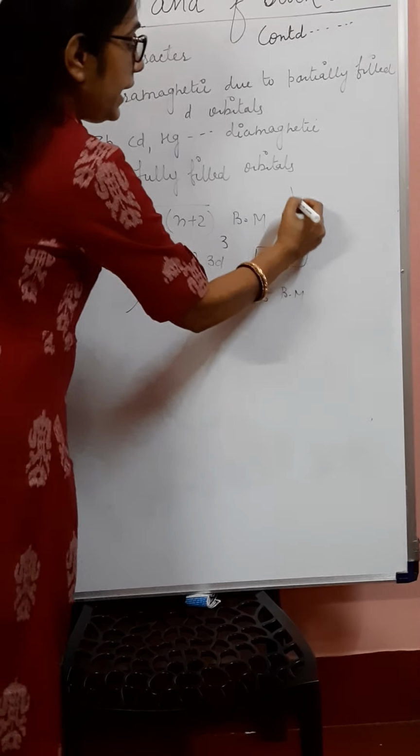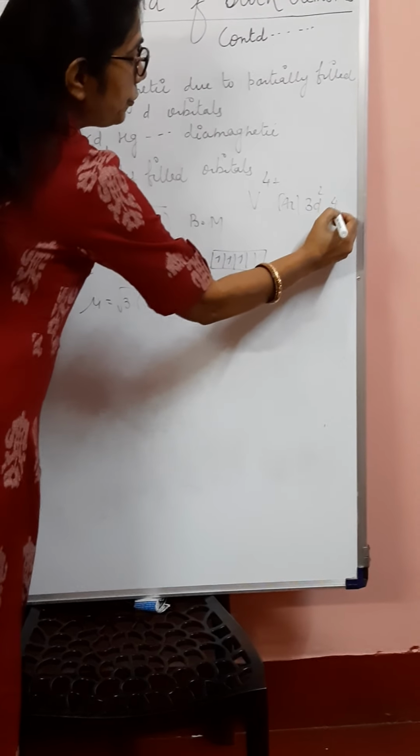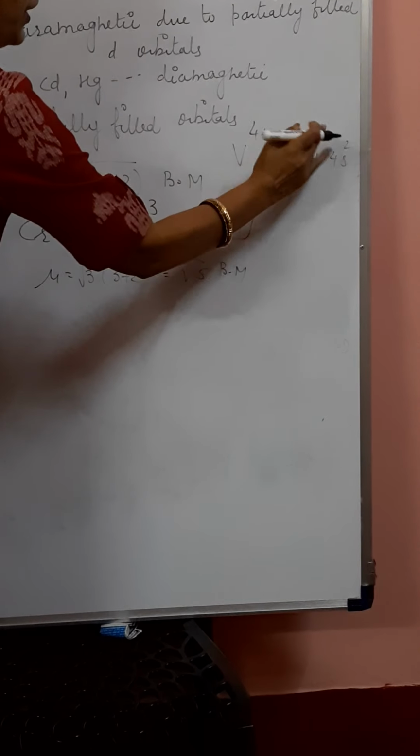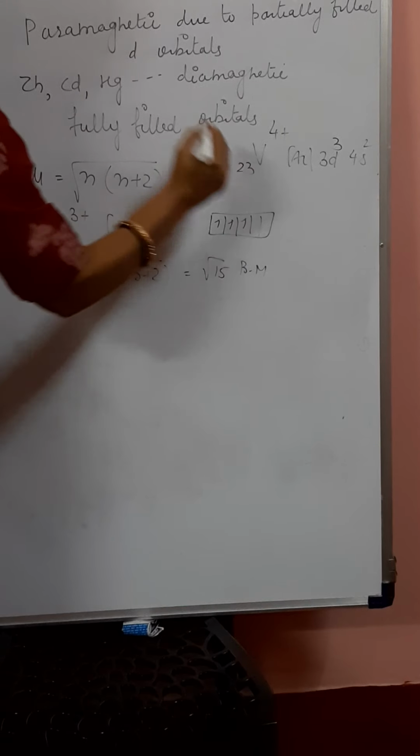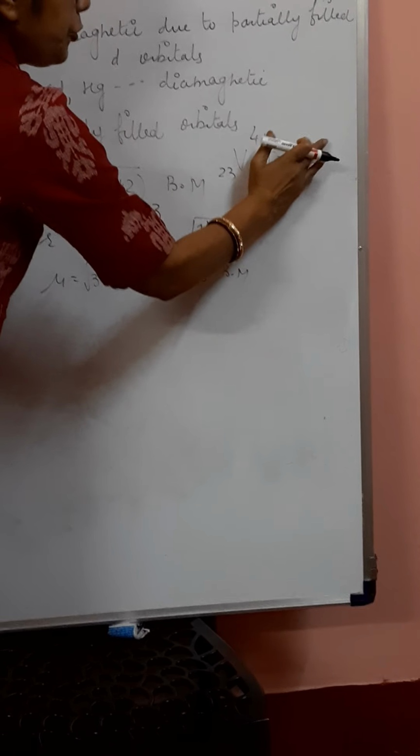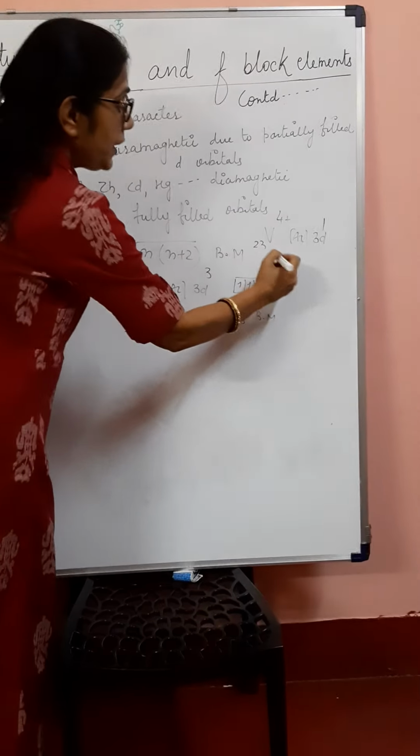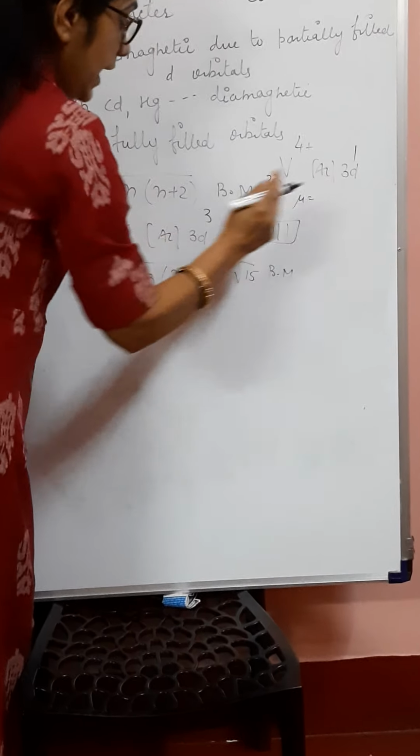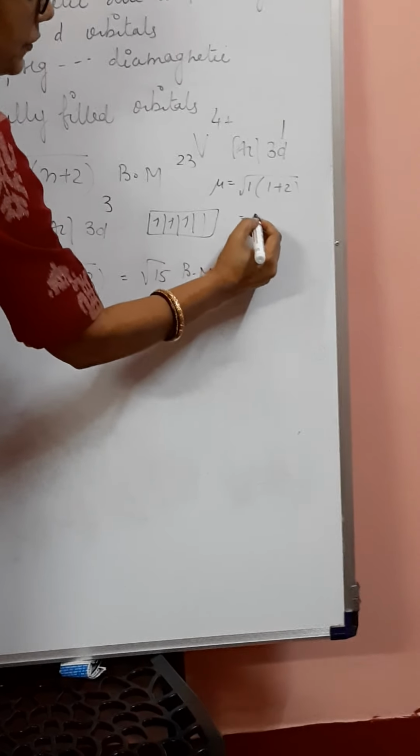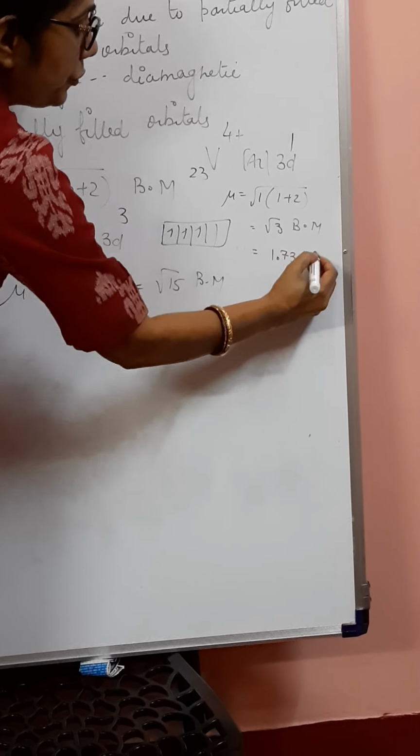If it is, suppose, vanadium 4+, so vanadium is argon 3d3 4s2, because vanadium has atomic number 23. So 4+ means 2 go from here and 2 more from here. Now it has only 1 unpaired electron left. So in this case mu will be root of n into (n plus 2). Unpaired electron is 1, so 1 plus 2. So this will be root 3 BM. The root 3 value, as you all know, is 1.732 BM.